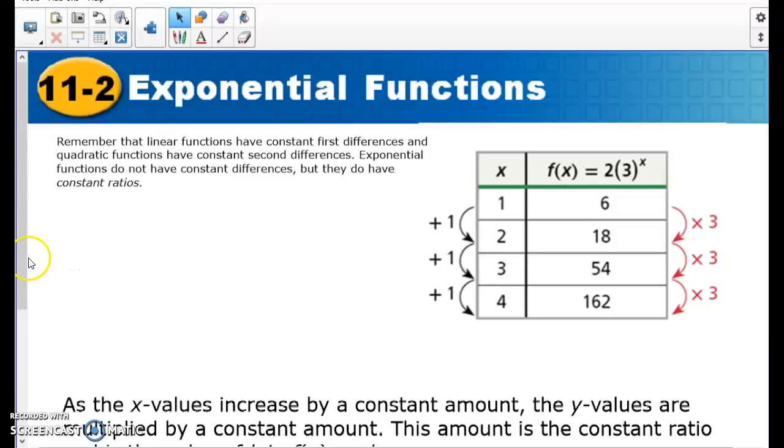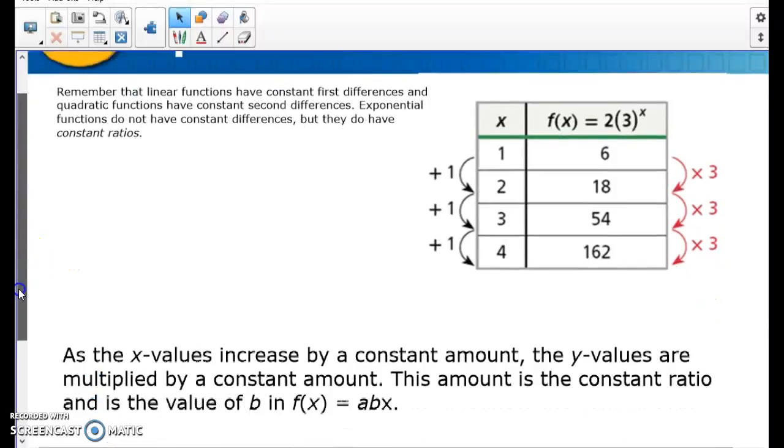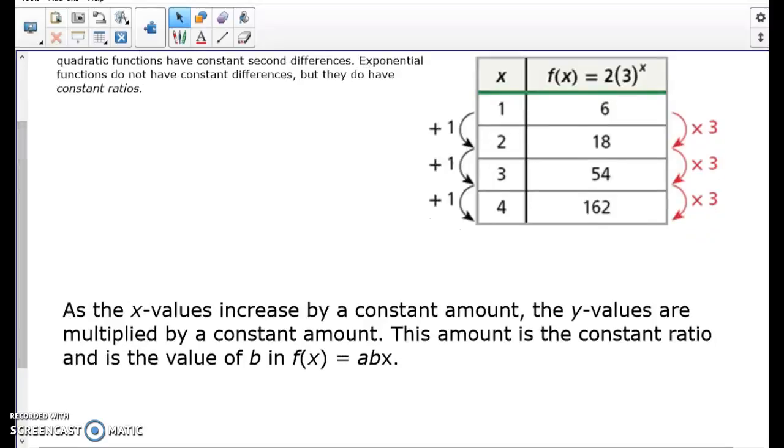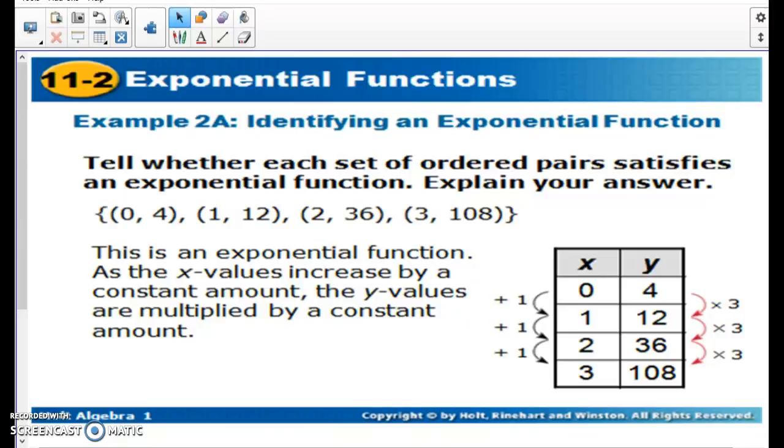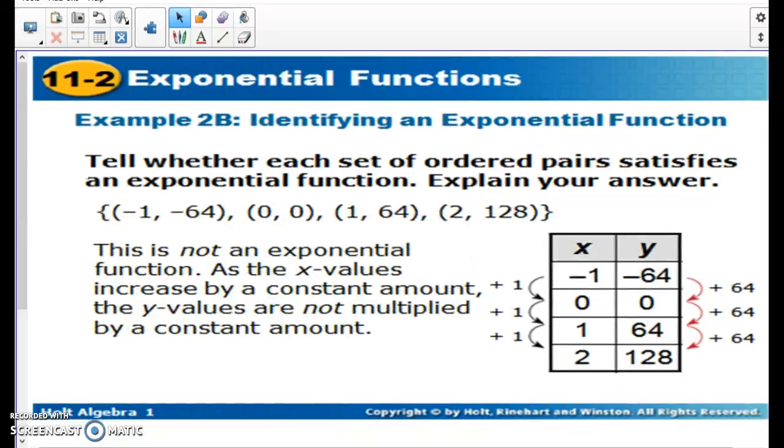Some of the other homework problems will just ask you, is it an exponential function? So is it growing by the same multiplication every time? Those you just have to say yes or no. This one from 6 to 18 to 54 to 162. Yes, it's growing exponentially. Same thing here, growing exponentially.